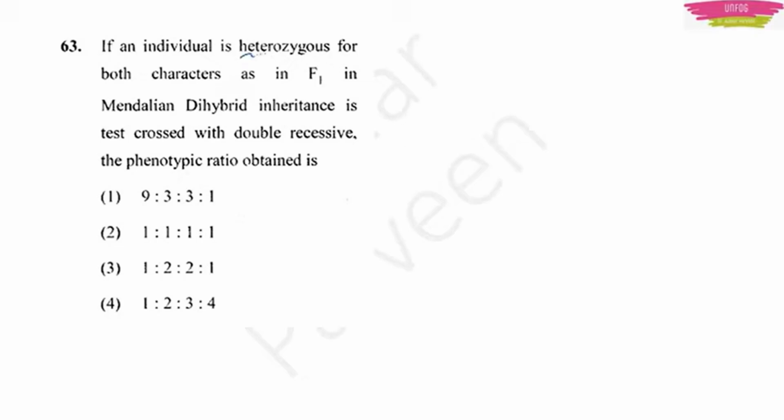If an individual is heterozygous, it means it has two different alleles for one trait. For example, we'll take capital A for tall and small a for dwarf. Because we are representing tall with capital A, it is a dominant character. He has given that it is a heterozygous individual. Heterozygous means there should be one capital A and one small a together.